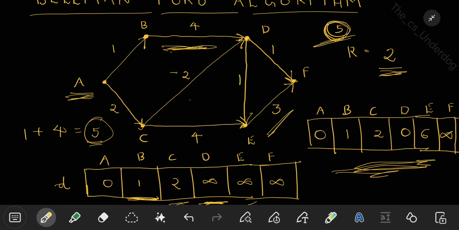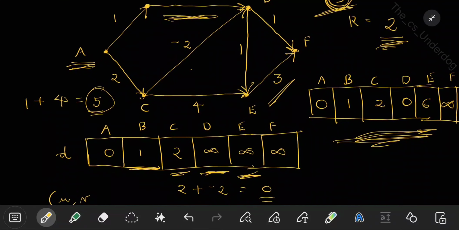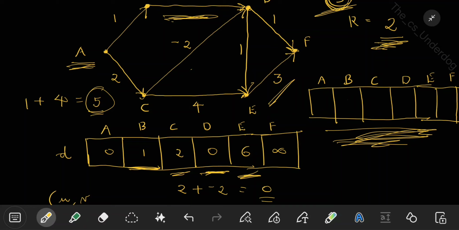When I do 5 rounds of relaxation, it will have all the possible shortest paths which have at max 5 edges. As of now, it is at max 2 edges. So I'm going to copy these values to this particular array: 0, 1, 2, 0, 6 and infinity. 2 rounds of relaxation are done. I am going to move on to the third round of relaxation. Let us see what happens in the third round.